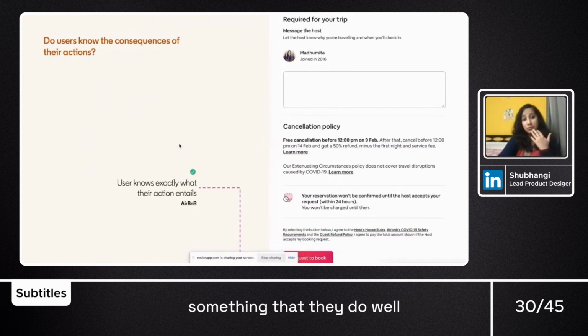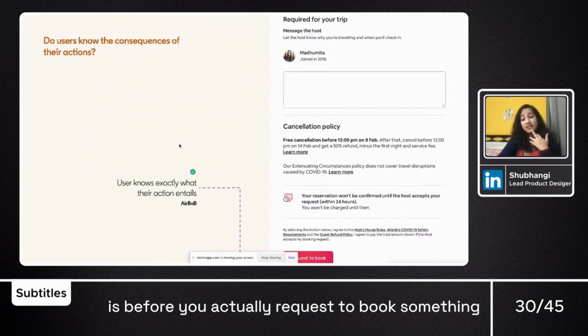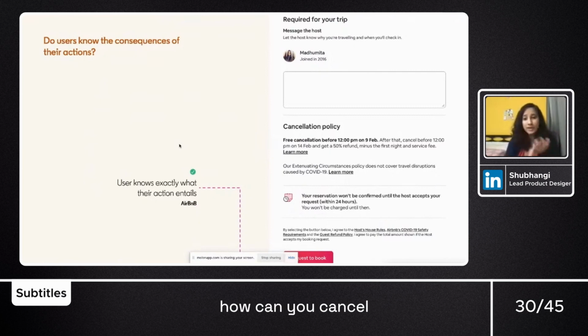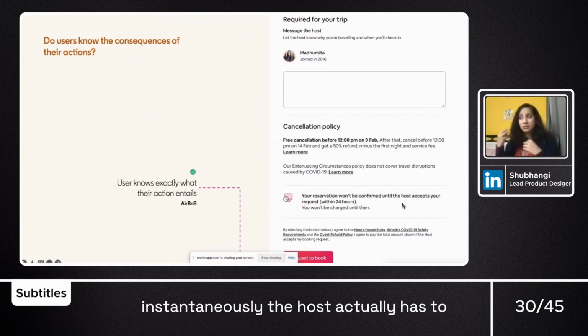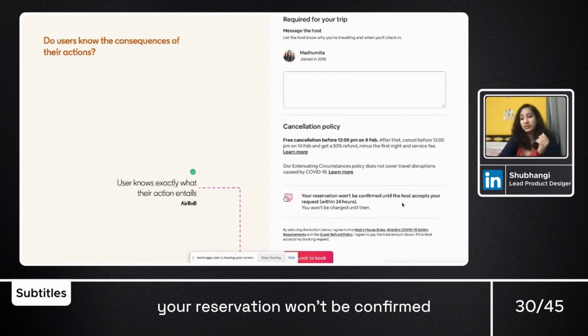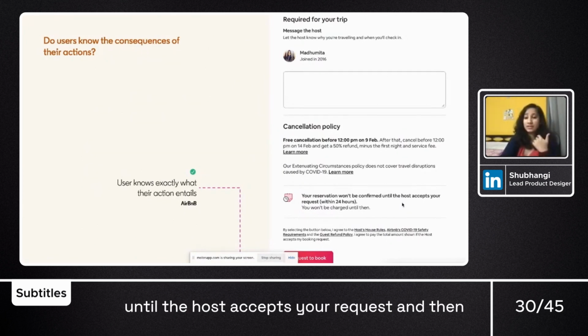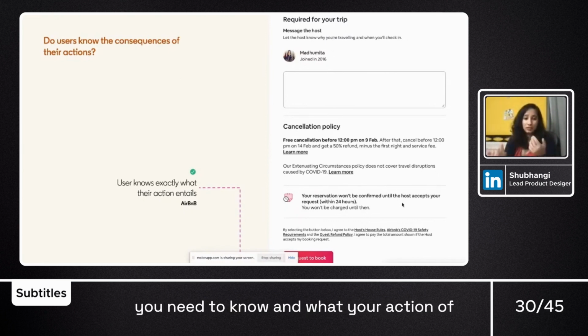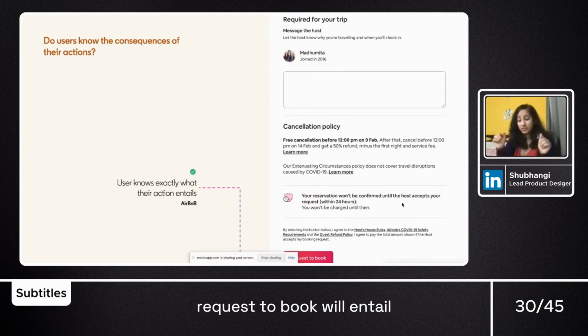This is an example from Airbnb. Again, something that they do well is that before you actually request to book something, they give you all of the information. So how can you cancel? And the booking does not happen instantaneously. The host actually has to agree to the booking, right? So it says your reservation won't be confirmed until the host accepts your request, and then tells you when you will be charged and so on.